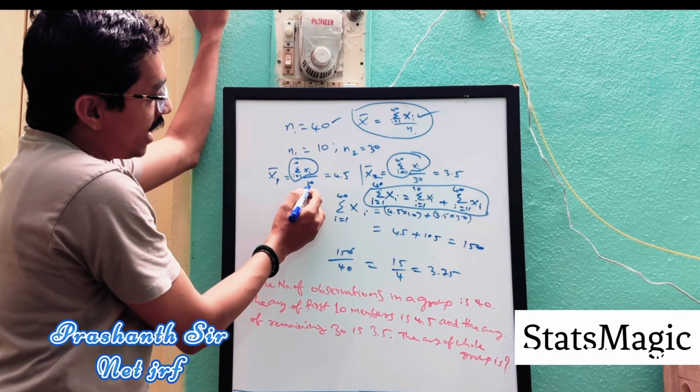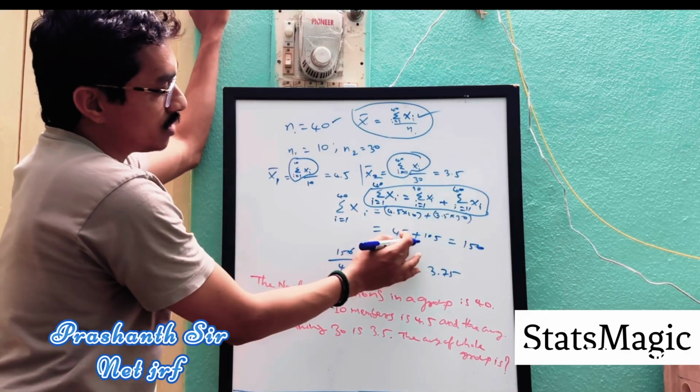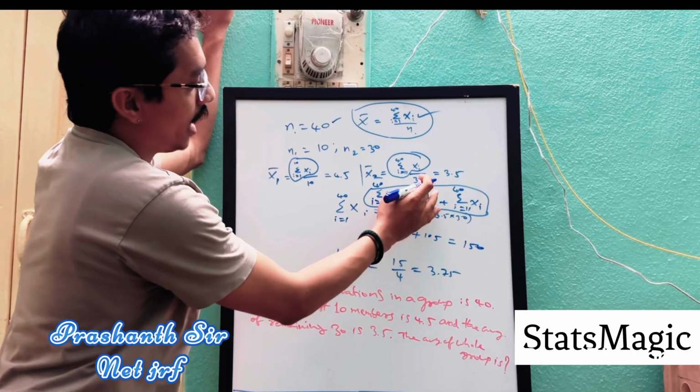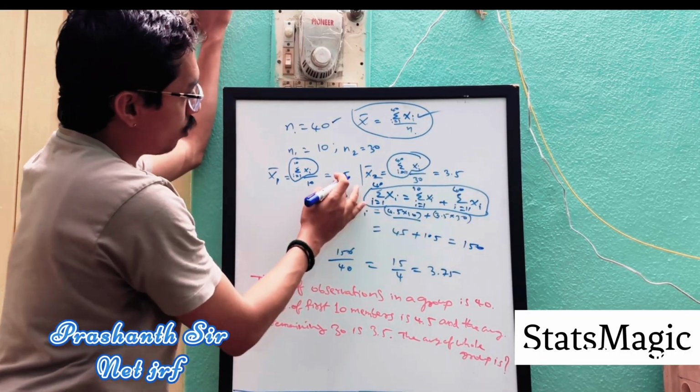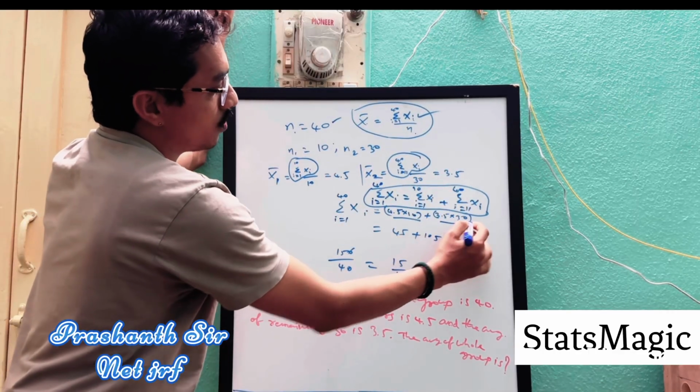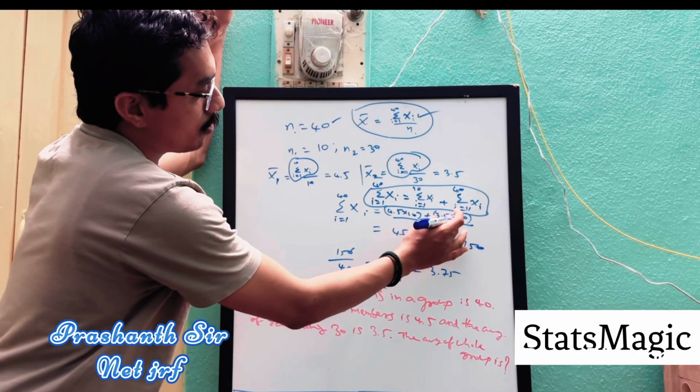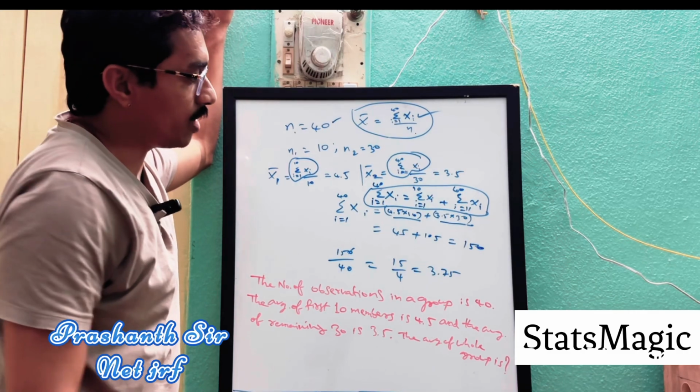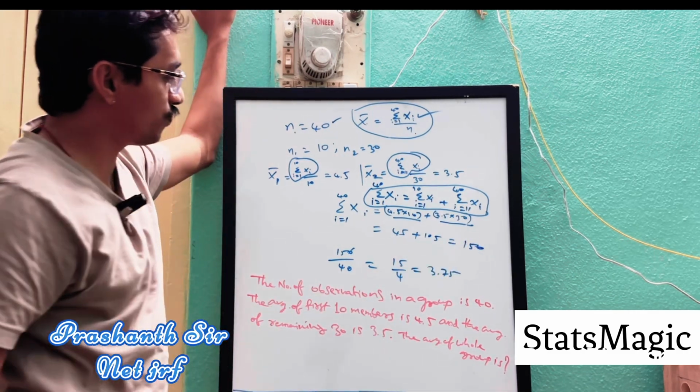That means if you take this one, it is 4.5 into 10, and here 3.5 into 30. 4.5 into 10 is 45, plus 3.5 into 30 is 105. That is a total of 150.